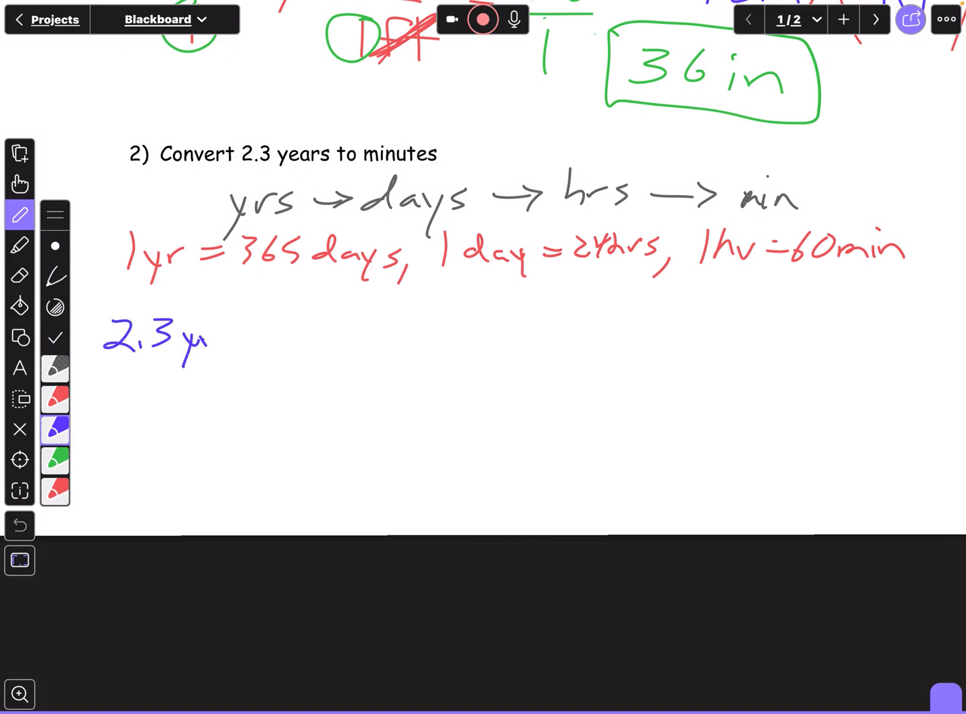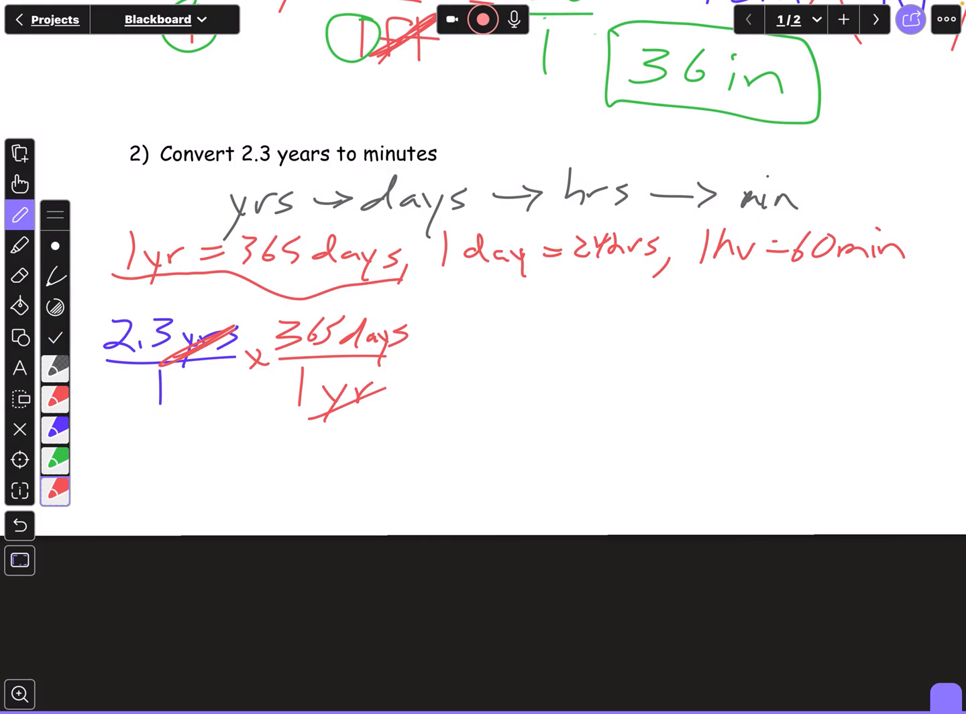So to start the problem, I'm starting off with 2.3 years. I'm going to put that over 1. And then I'm going to multiply by my conversion factors. First, I'm going from years to days. So I'm going to use this conversion factor. I need to put either the 1 year on top or the 365 days on top. Well, I'm trying to go to days, and whatever I'm going to is what goes on top. Whatever I'm trying to cancel out goes on bottom. So I'm going to days, so I'm going to put the 365 days on top over 1 year. And then my years will cancel, and my units will be in days.